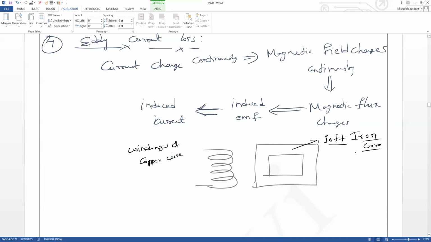But which is the major one? The eddies formed in the soft iron core. So generally for the soft iron core, I am drawing a three-dimensional view. You have to remember this. You have to imagine a three-dimensional view. Is it okay? Three-dimensional, 3D view. Rudresh, you imagine a 3D view.